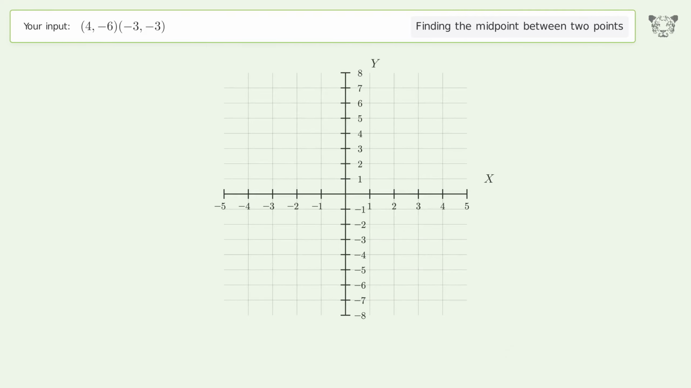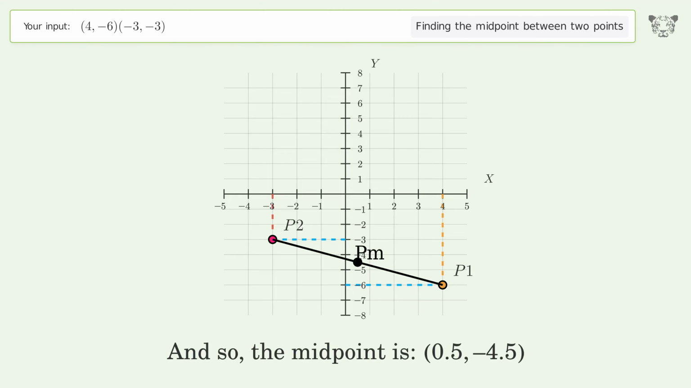And so, the midpoint is 0.5, negative 4.5.